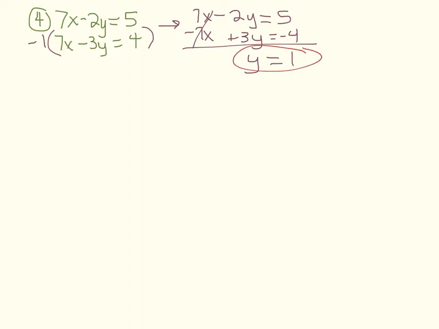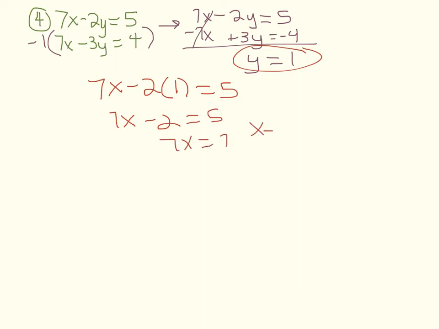The last step you need to do is take one of the two equations and substitute the y back in. I'm going to do the top equation. So when I substitute that y back in, I get 7x minus 2 equals 5, which gives me 7x equals 7. So my answer for x is also going to be 1. So my final answer for that problem is 1, 1.